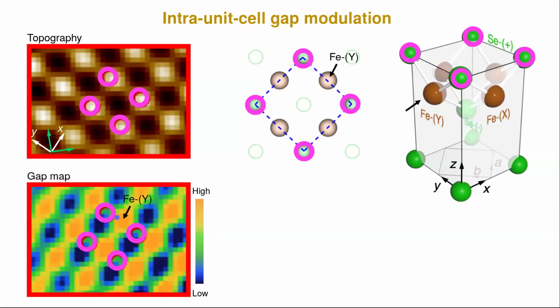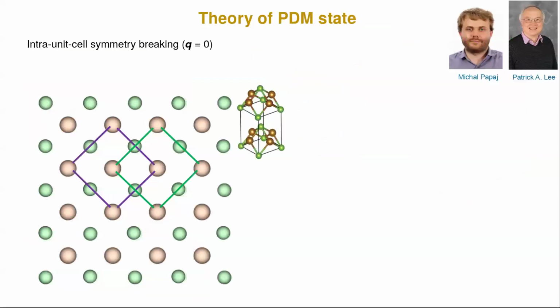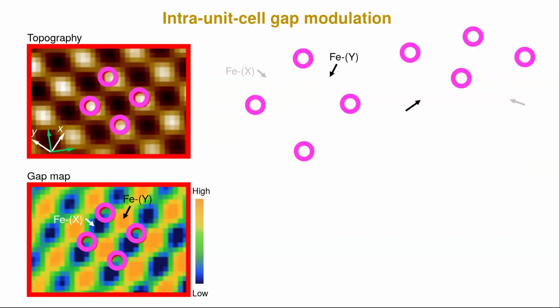But now if you focus on the iron atoms, they can either have a gap minima or a gap maxima, depending on where exactly, in which region of the sample, you sit, and also whether for this particular region you are sitting on the iron Y atom or X atom, as highlighted by this directionality.